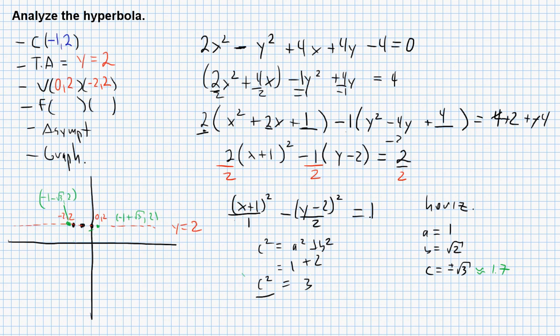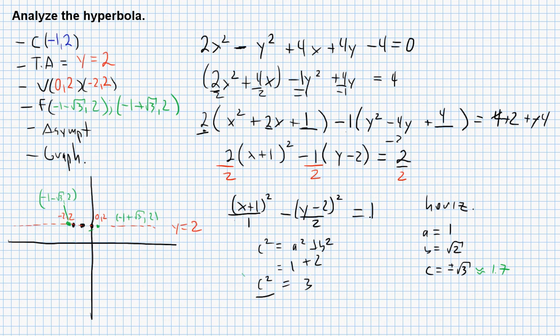All right, and so we'll put those up here. I'm going to need more space here with our parentheses, so let me erase those. So one of them is -1 minus rad 3, comma 2. The other one is -1 plus rad 3, comma 2. So those are the two focal points.